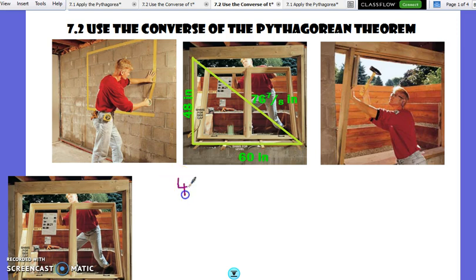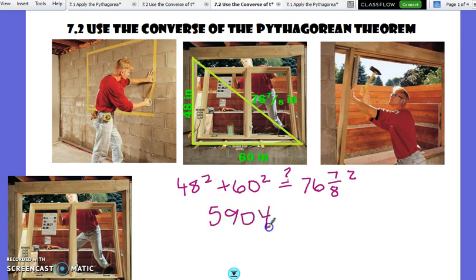So we're going to see, does 48 squared plus 60 squared equal 76 and 7/8 squared? If it does, then we're right on. If it doesn't, then we need to make an adjustment. So I'm typing in 48 squared plus 60 squared, and I get 5,904. Now how am I going to type in 76 and 7/8?